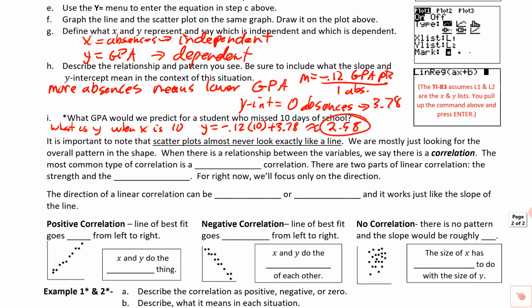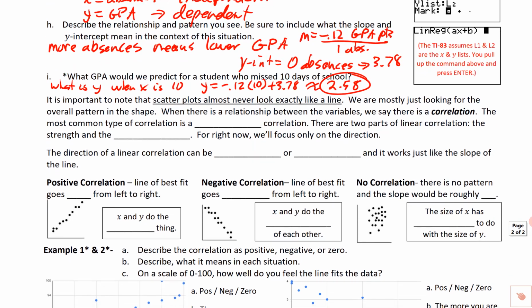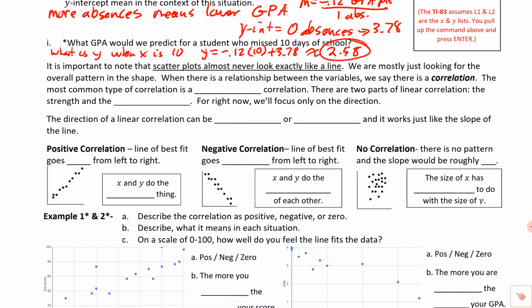We'll take a look at a couple of ideas, reminders from stuff we learned in 8th grade. So it says, really important to note, scatter plots almost never look exactly like a line. Very seldom does everything line up perfectly and everything's just great. Mostly what we're looking for is just the overall pattern and shape. And when there's a relationship between the variables, we've got a word for this, and we call it a correlation. So hopefully you remember that. This is a relationship. They're correlated to one another, okay?